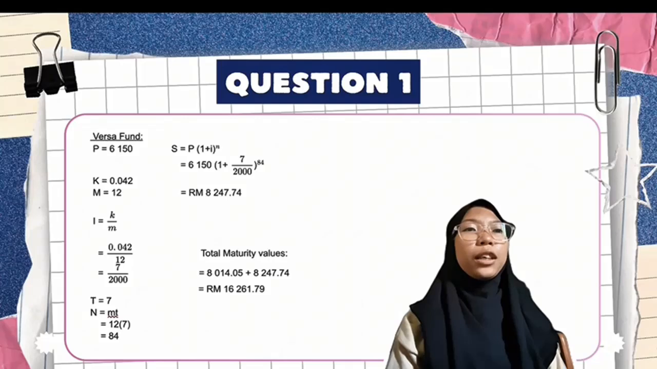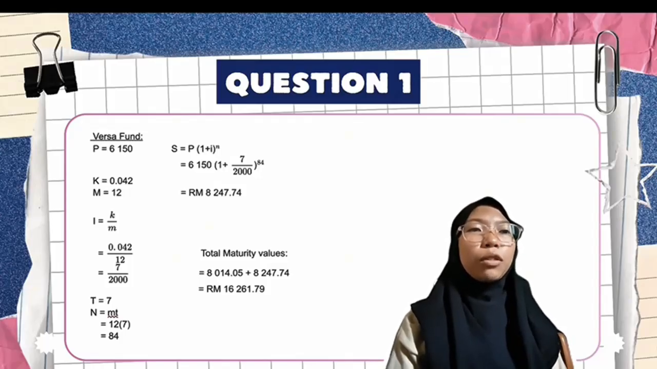For the Versa fund, I started with a principal of 6,150 ringgit. The yearly interest rate is 4.2% and it is compounded every month. So, I divided the annual rate by 12 and got a monthly rate of 7 over 2,000. The investment lasts for 7 years. So, I multiplied 12 months by 7 and got 84 monthly periods.